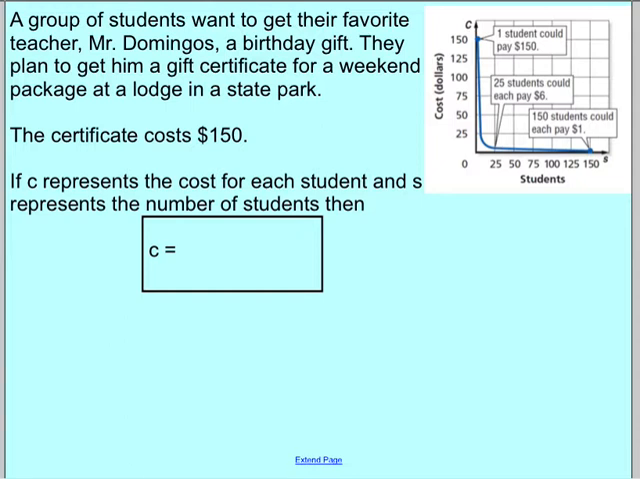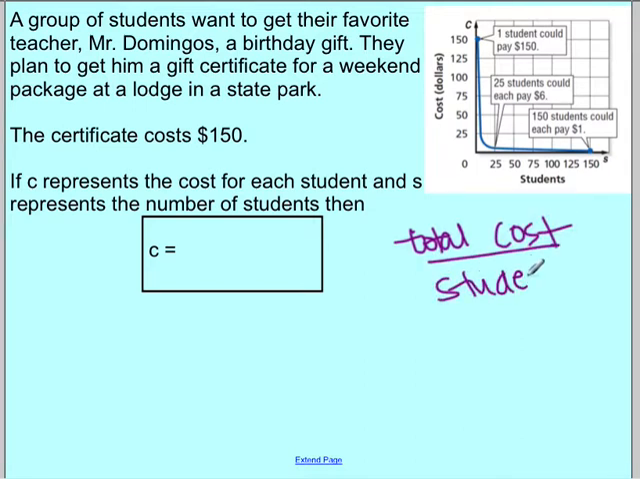Well, it costs $150. How would you figure out how much it costs per student? One way I would think is just about the labels. Want to know the total cost, okay, divided by students, because it's cost per student. So my total cost of the gift certificate is $150 divided by the number of students, which they are saying is S. So the cost per student is 150 divided by S.